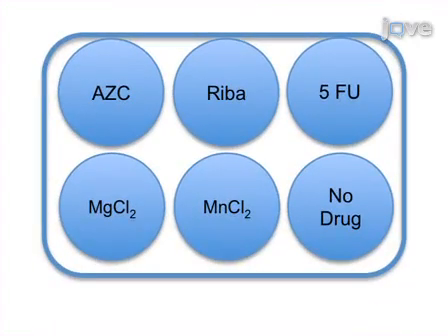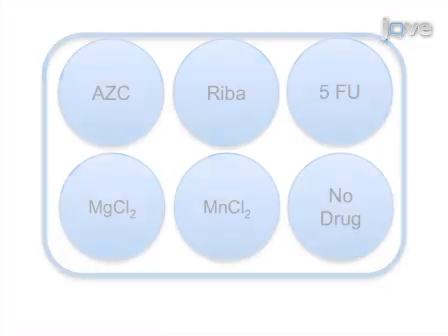Next, to confirm the resistance conferred by the identified mutation, repeat the mutagen assay using several mutagenic conditions. If the variant is resistant to multiple mutagens, it likely has increased fidelity.